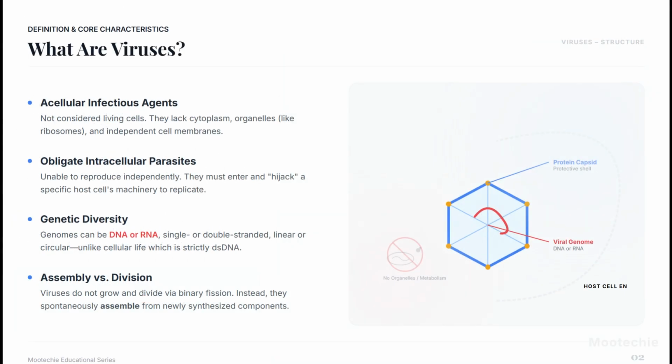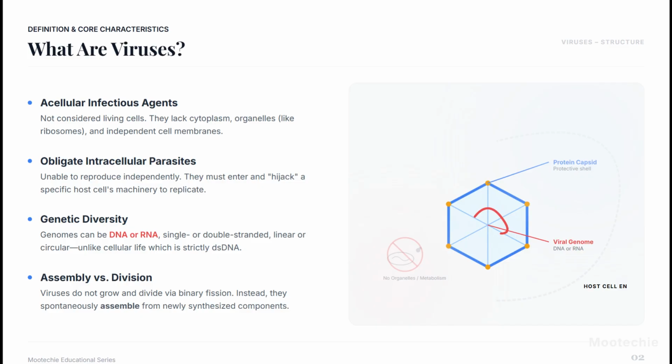This slide introduces the fundamental definition and core characteristics of viruses. The first heading asks, what are viruses? The first bullet point states they are acellular infectious agents. This means they are not considered living cells because they lack cytoplasm, organelles like ribosomes, and independent cell membranes. They exist in a gray area between chemistry and life.